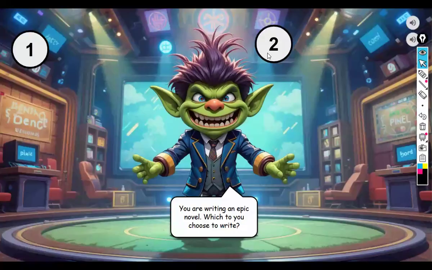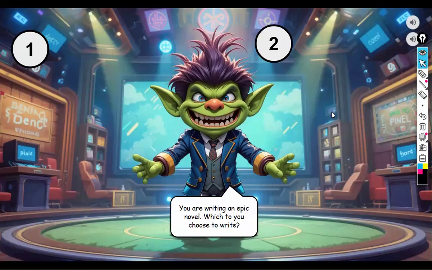I think these have a little small break there just to cool our heads. Remember, keep track of your points, guys. So the troll is going to put a situation in front of us again. Let's see which one you choose.